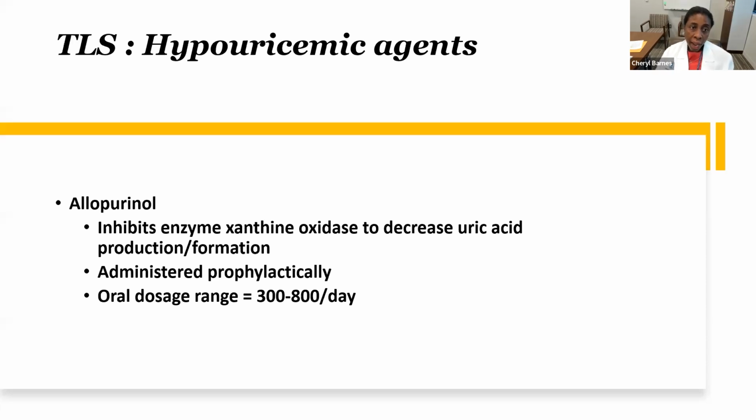And what are the hyperuricemic agents that we can give? Allopurinol, right? Allopurinol ultimately decreases uric acid production and formation. So you usually give this to prevent, so administer prophylactically, and the doses usually range from 300 to 800 milligrams per day.